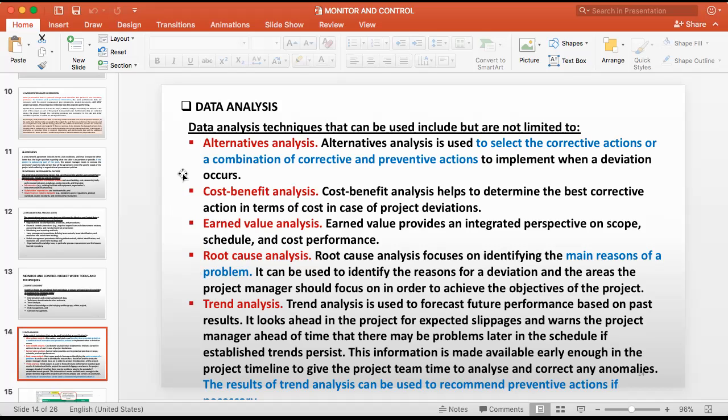Now, what is alternative analysis? Alternative analysis is a different way of doing work. It is used to select corrective actions, a combination of corrective and preventive action to implement when a deviation occurs. It's an alternative. We have done some examples. Can you remember?